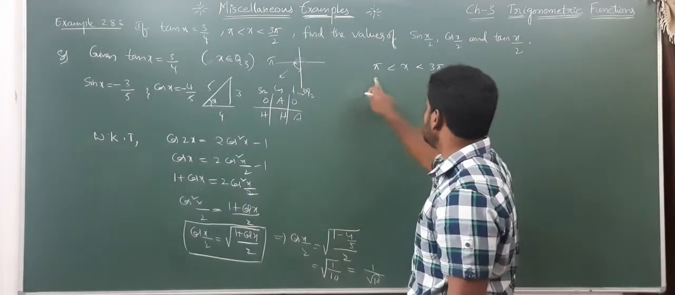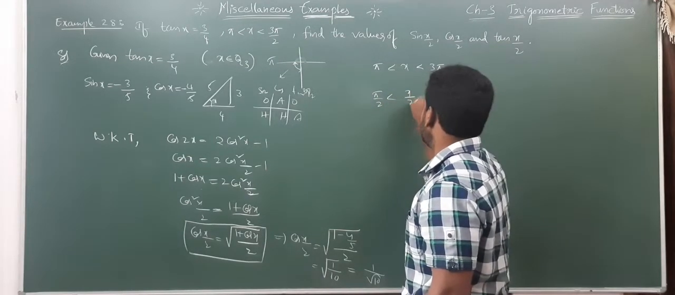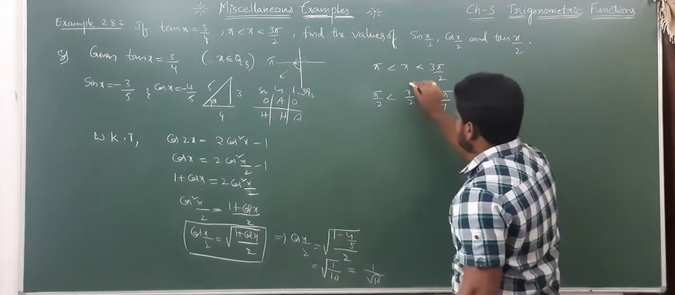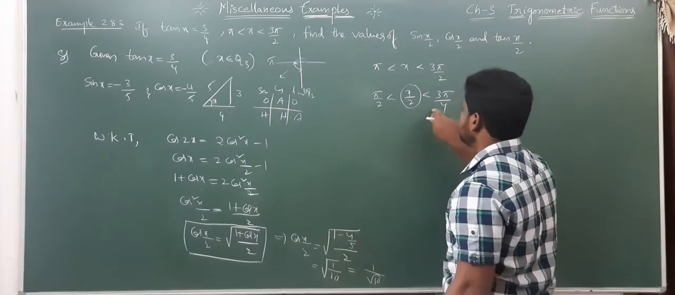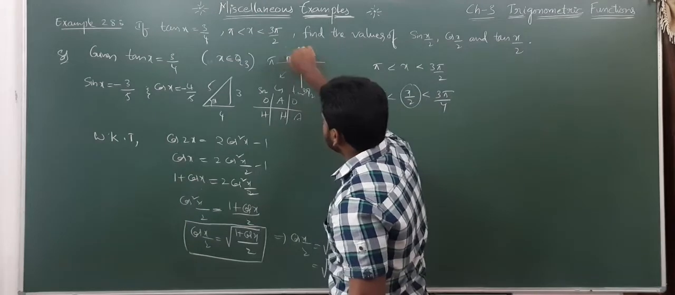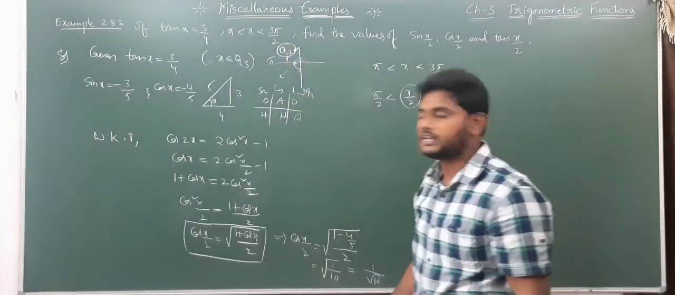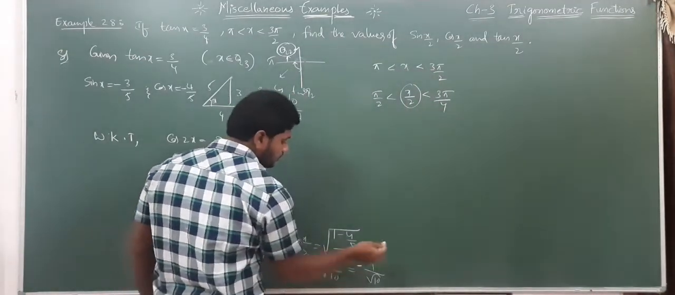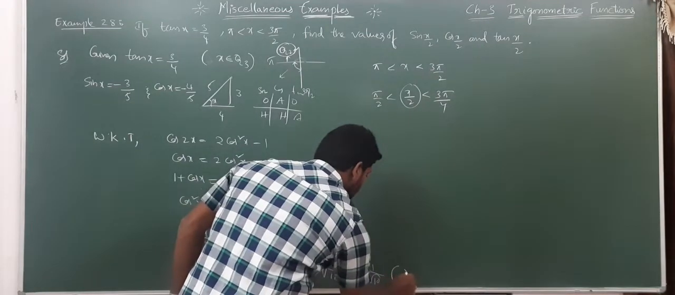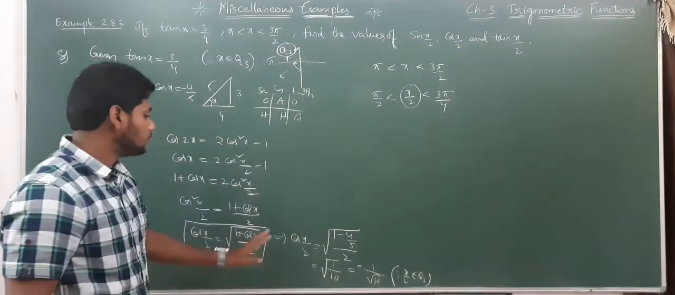That means what we need to do is divide by 2. So it will become pi by 2 less than x by 2 less than 3 pi by 4. Nothing but x by 2 is greater than 90 and less than 135, nothing but it is in the second quadrant. In the second quadrant, cos is positive or negative? Cos is negative. Therefore, it is minus 1 by root 10. In brackets you can write, since x by 2 belongs to Q2. Right? So this is about cos x by 2.